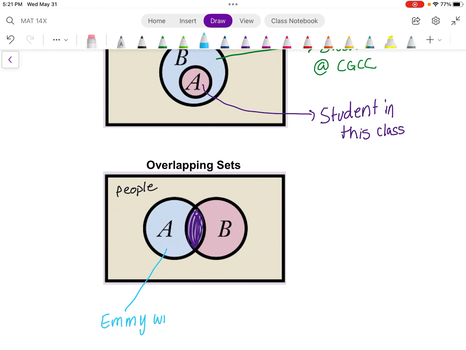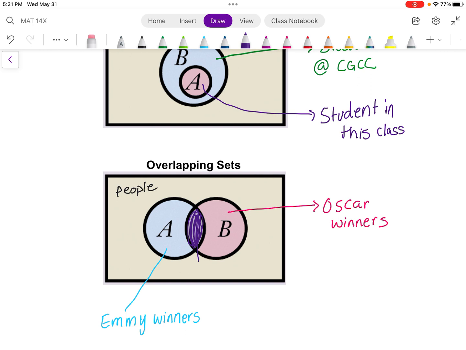So we're going to say Emmy winners. And then over here in group B, they're all the people who won Oscars. So we're going to say they're Oscar winners. Well, there are people who have won Emmys and Oscars. They're well on their way to earning an EGOT. So there are people who have both of those.